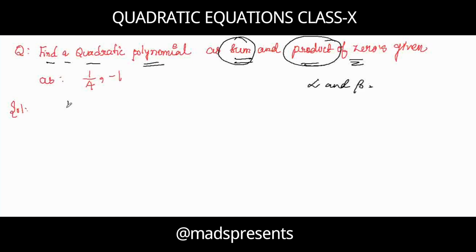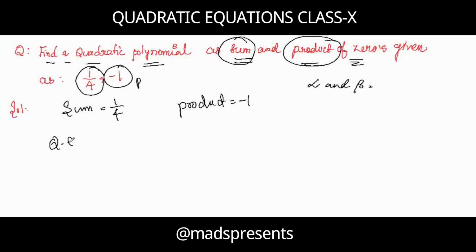So what is the sum given? Sum of the roots is given as 1 by 4. So 1 by 4 is the sum and this is the product. So product is given as minus 1. Okay, direct, single step. So what is the quadratic format when sum and product are given? x square minus sum of roots into x plus product of the roots is equal to 0. Okay, similar. Sum and product.